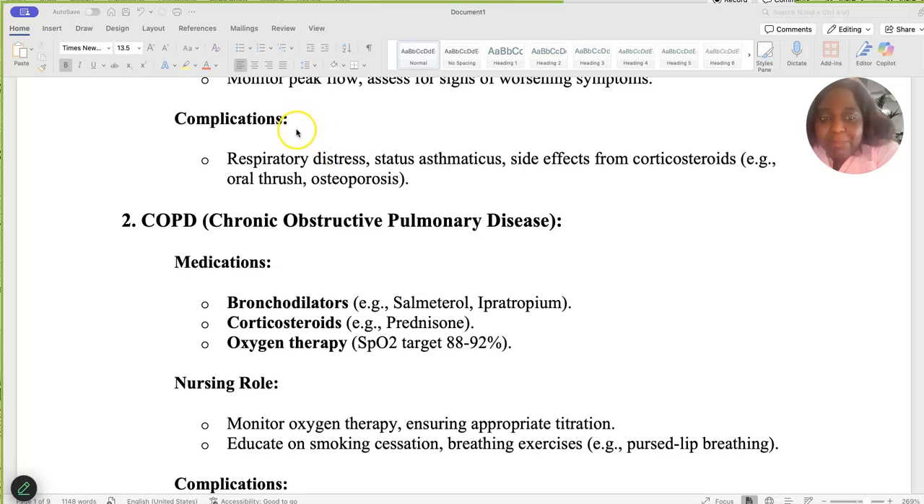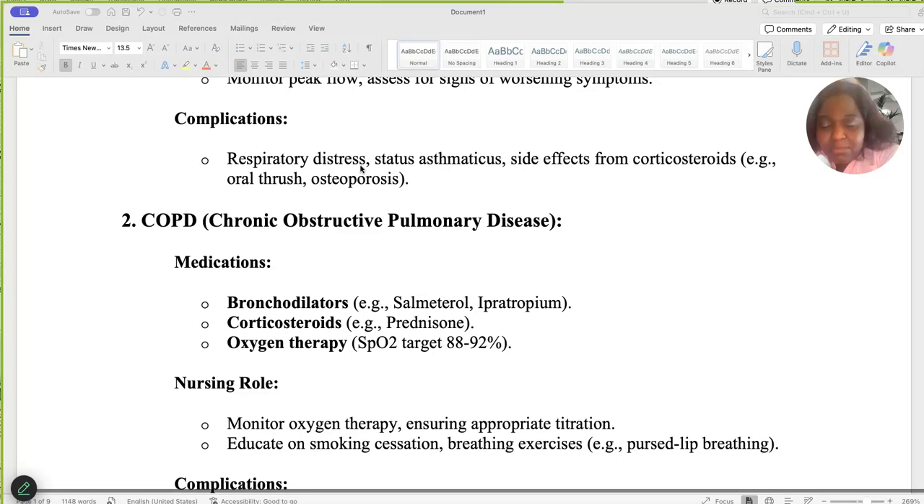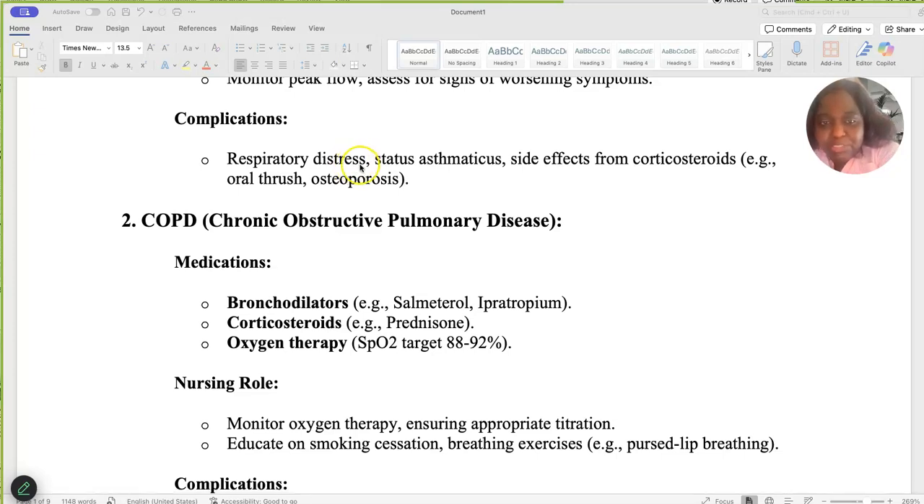Now, complications that may arise: the condition itself can cause respiratory distress if we don't get a good hang of it, or if the medicine doesn't work, or if we're looking at other issues while meanwhile something else is happening. That's why a thorough assessment is necessary before we actually intervene. Status asthmaticus. Side effects from corticosteroids may also happen.